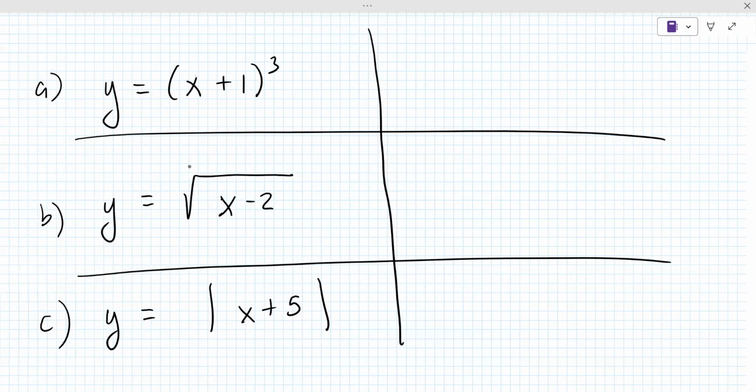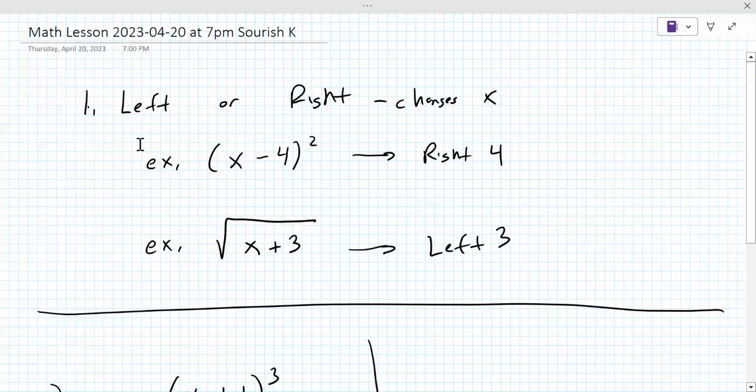Okay. So you have two examples. That's enough to do these three problems. Down one. Okay, let's go back and look at the notes here.